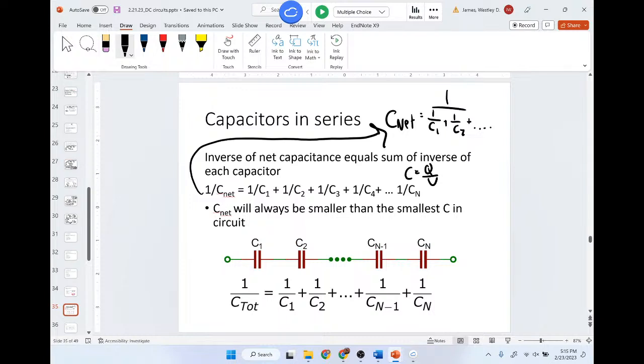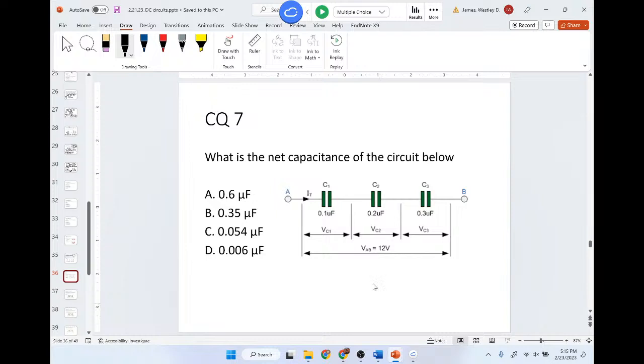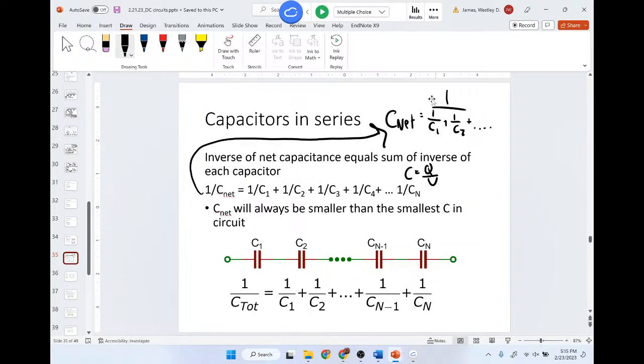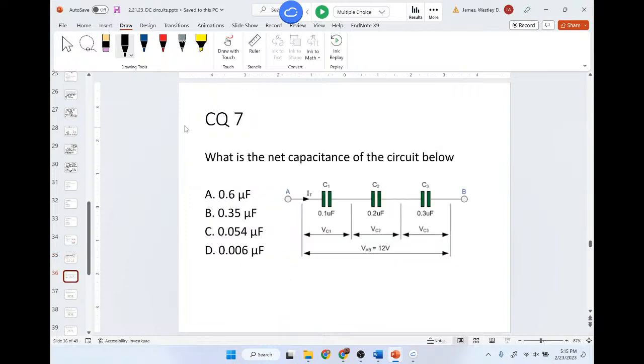And how do I make certain this makes any sense? Practice. What's the net capacitance? Oh, and the same rule applies. When we had this gross equation for resistors in parallel, the net resistance was lower than the smallest resistor. For capacitors in series, the net capacitance will be lower than the smallest capacitor. That same rule is going to hold here.